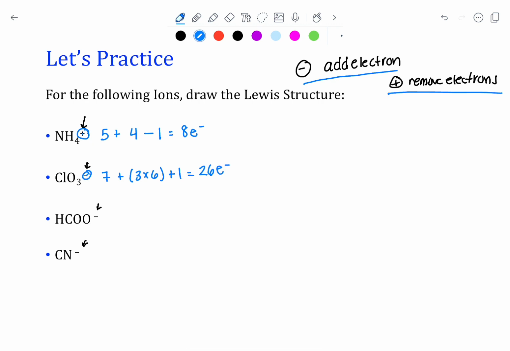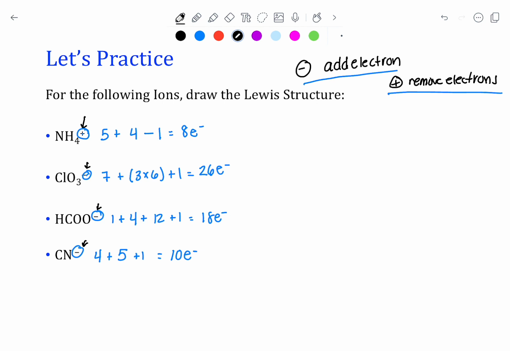Okay, for HCOO-, we have 1 from the H, 4 from the carbon, 12 from the 2 oxygens, and 1 extra because it's a minus charge. So in total we have 18 electrons. And then CN-, we have 4 from the carbon, 5 from the nitrogen, plus 1 extra because it's a 1 minus. So we end up with 10 electrons. So let's start drawing these.